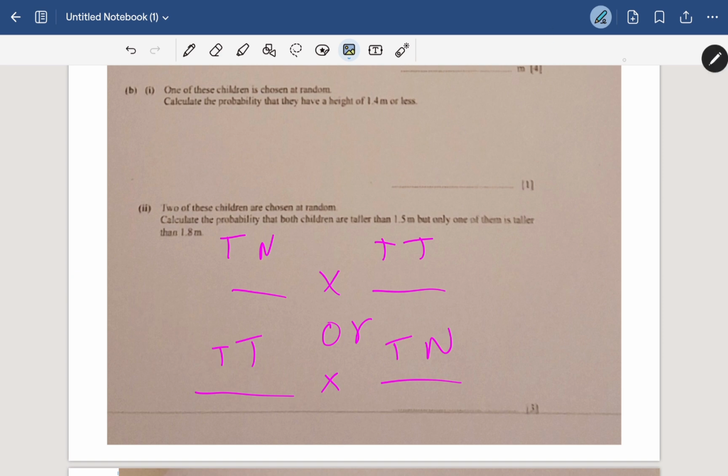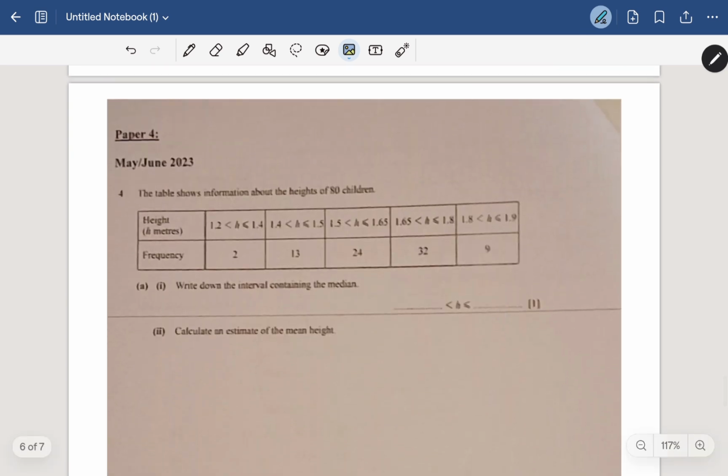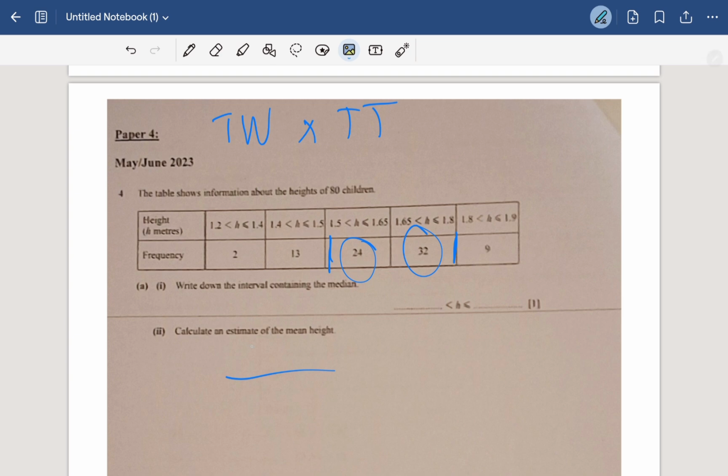So if you go up to the graph, you're going to go up again. You're going to see taller than 1.5 is this one and this one. Let's say we're taking first of all the taller, not taller, and the taller. Taller, not taller, first of all, is going to be from here to here. So it's going to be 24 plus 32, which is 56, out of the total frequency, which is 80.